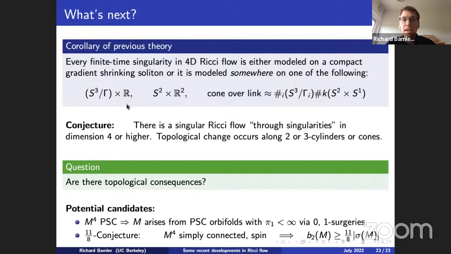This motivates the conjecture that there should be some singular Ricci flow through singularities in dimension 4 and higher, and the topological change should occur along cylinders or cones. In my opinion this is a very interesting conjecture, and there may be interesting topological applications, for example about the classification of PSC manifolds, or, very speculatively, the 11/8 conjecture. Maybe I'll stop here. Thank you very much.